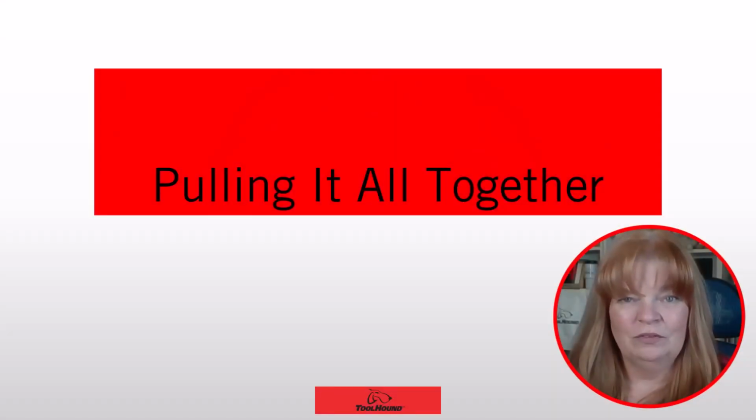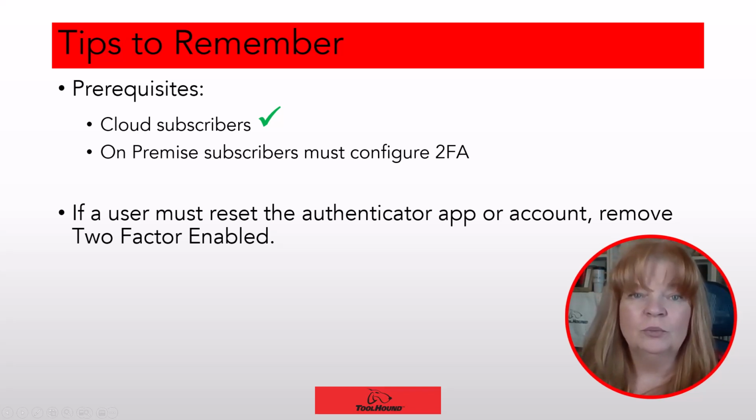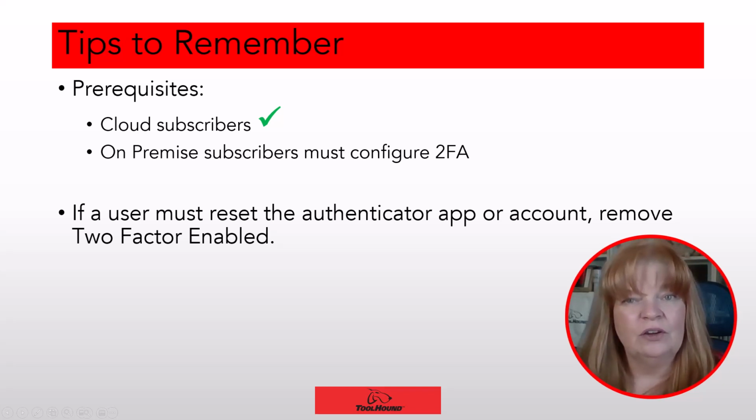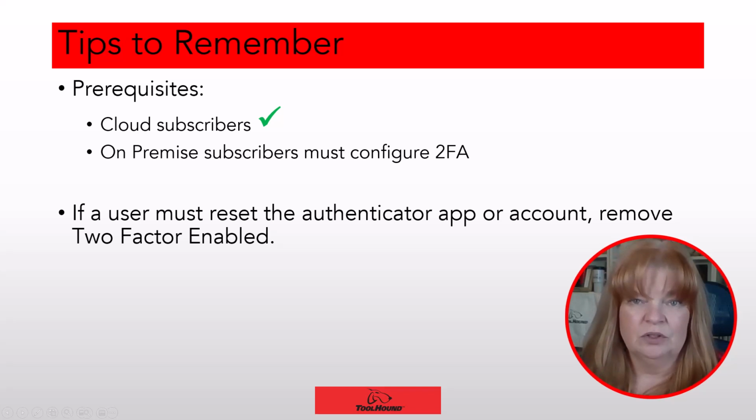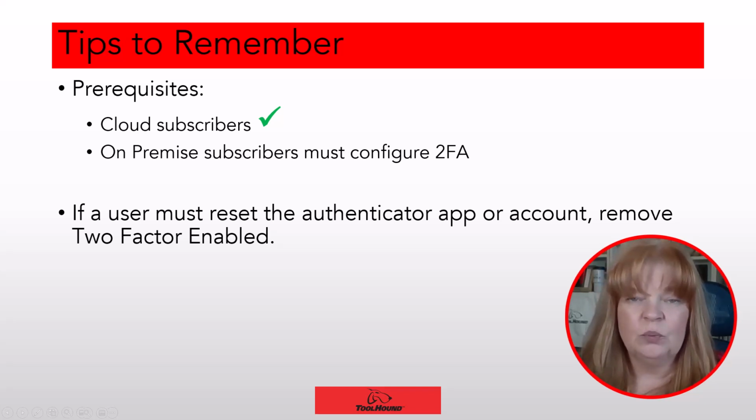Let's review what we've learned so far. Prerequisites for ToolHound Cloud subscribers are already configured. For on-premise subscribers wishing to use 2FA, coordinate with your IT personnel as additional configuration is required on the server before you set this up in the browser. If a user is locked out because of problems with the authenticator app or their account, remove the two-factor enabled flag on their user record in ToolHound.